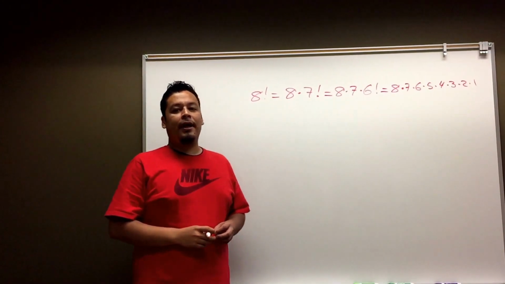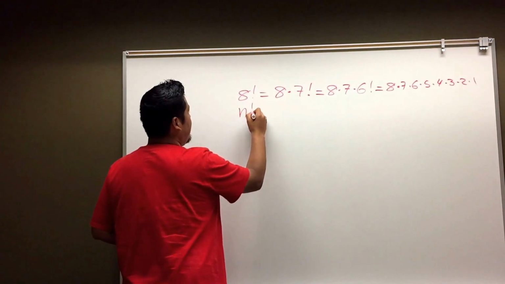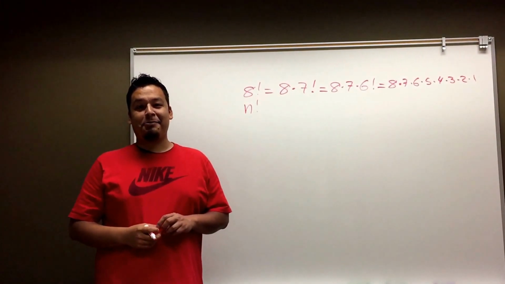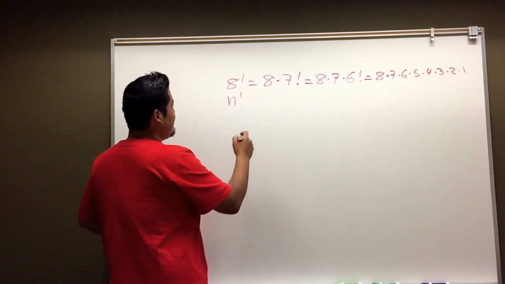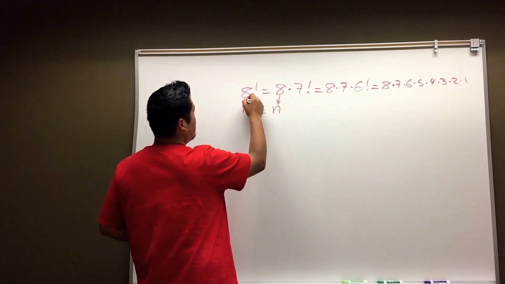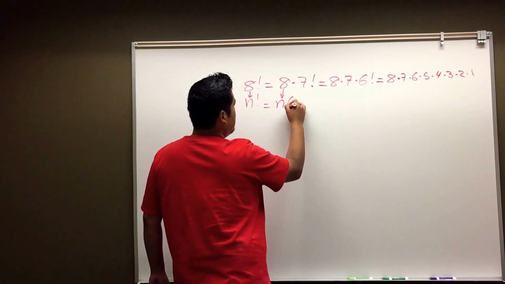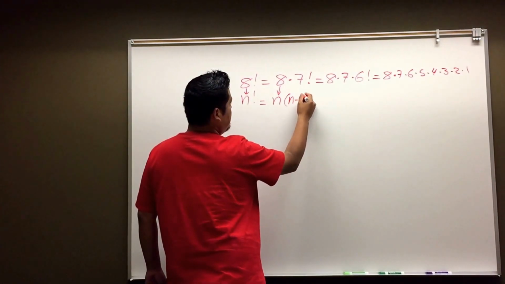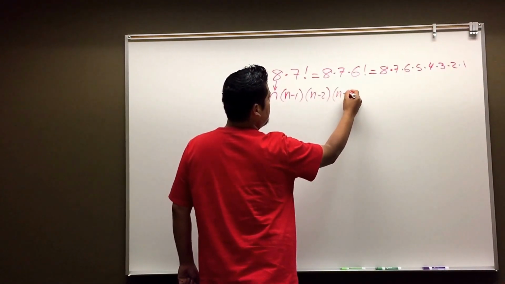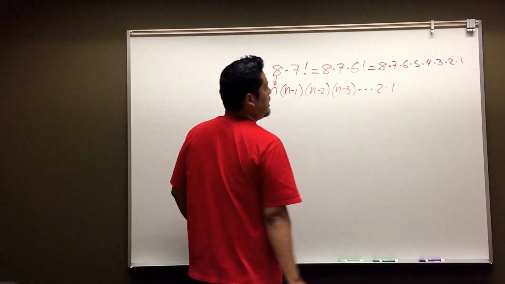Okay, now let's look at it in general. So let's say, for instance, n factorial, where n could be a number or it could also be an expression. Here you can see that this is n according to our example. The next number has to be 7. So n minus 1, n minus 2, n minus 3, and so on until you go to 2 times 1.